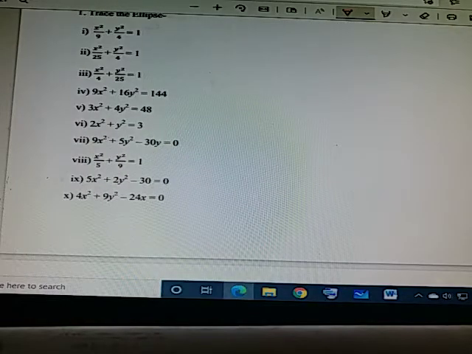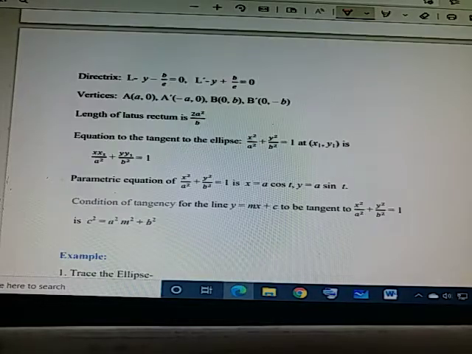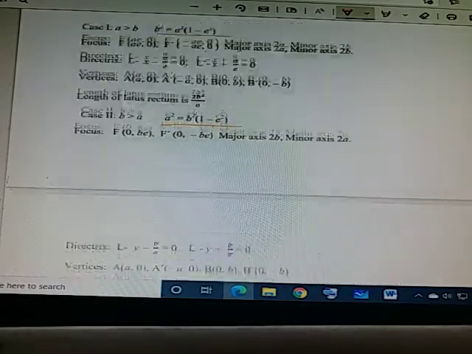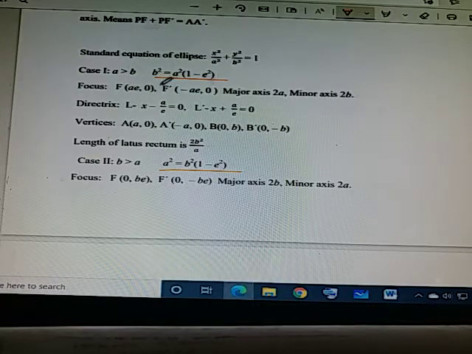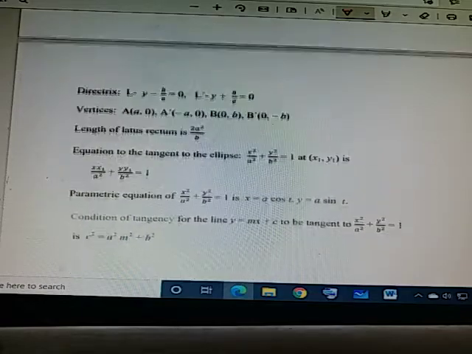Then these are the examples. So trace the ellipse. To trace the ellipse, you have to find these things: first you find E, then you find focus, then major axis, minor axis, then directrix, then vertices, then lastly it is length of latus rectum, and then you have to draw the ellipse.